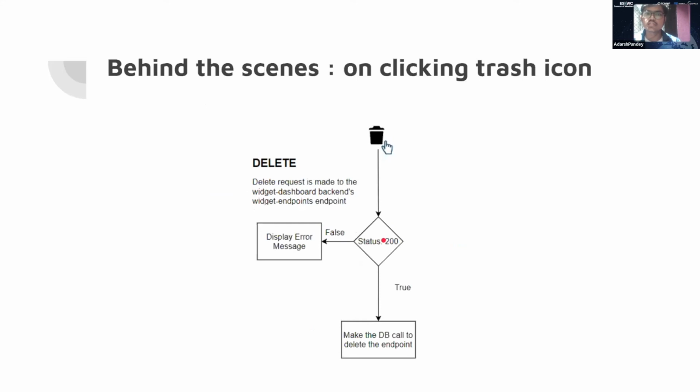On clicking the trash icon for an individual endpoint, we'll have a similar type of delete request made to that individual endpoint. And then if the request succeeds, we make the DB call to delete the endpoint, or we display an appropriate error message.